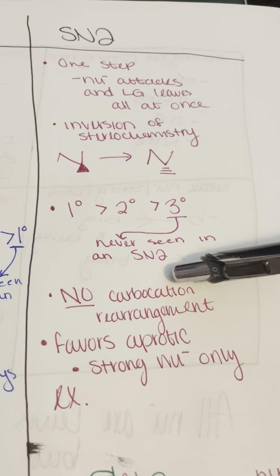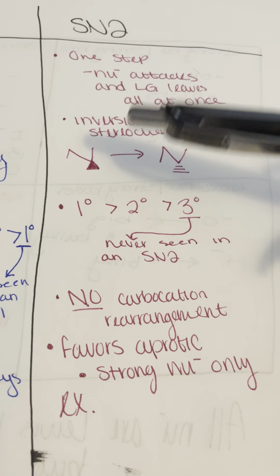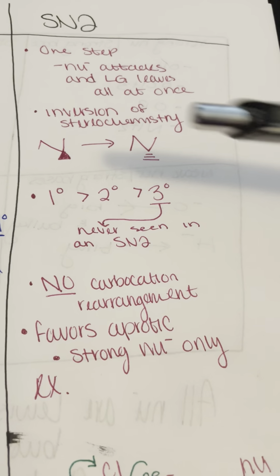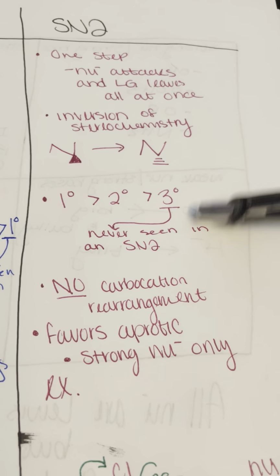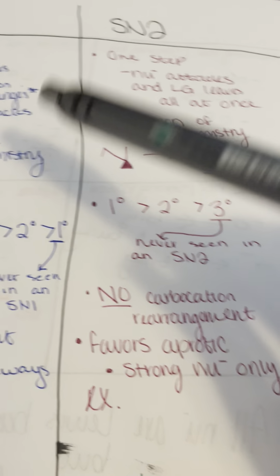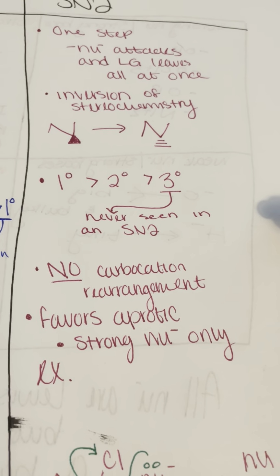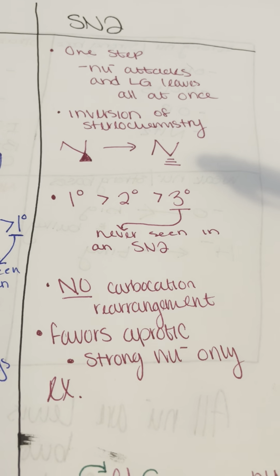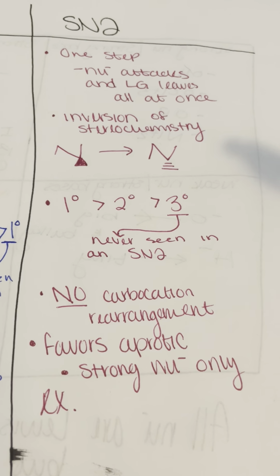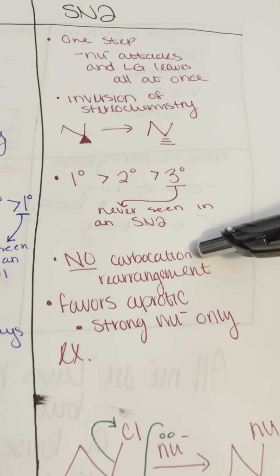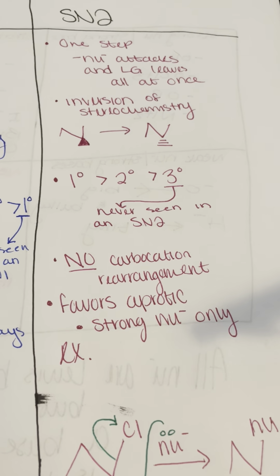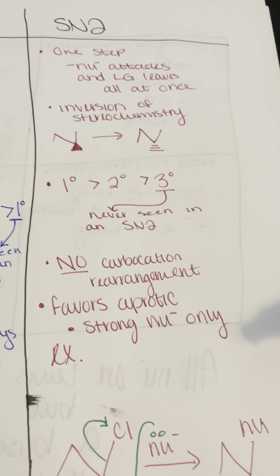Or if you have both, you're going to have it flipped. These are the substrates you're going to see in an SN2. Primary is better than secondary. Secondary is better than tertiary. Because tertiary will never be seen in an SN2, for the same reason as the first one. It's never going to be seen in an SN2 because it's just simply not possible. It's not going to withstand it. There is no carbocation rearrangement simply because it is a one-step mechanism.